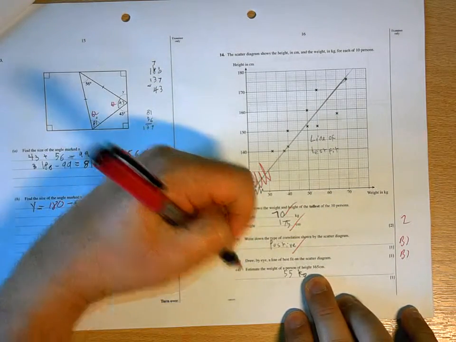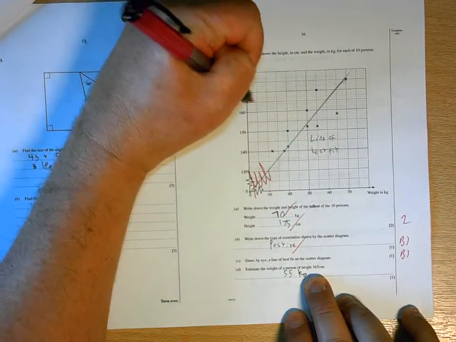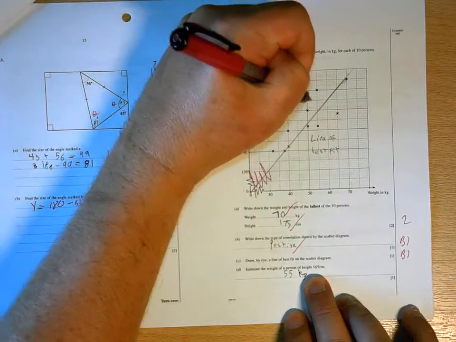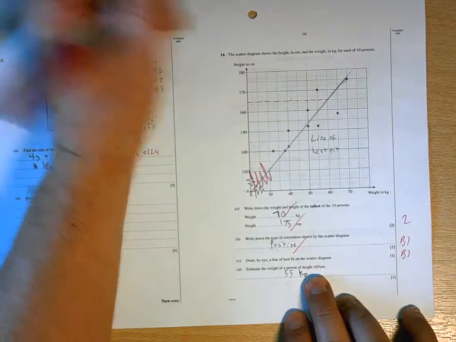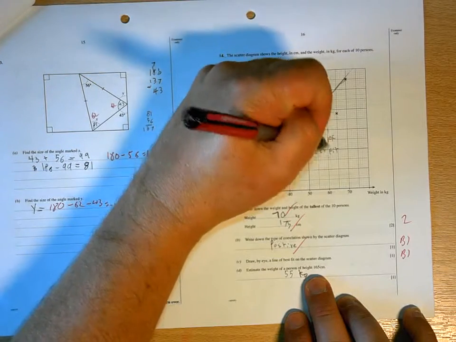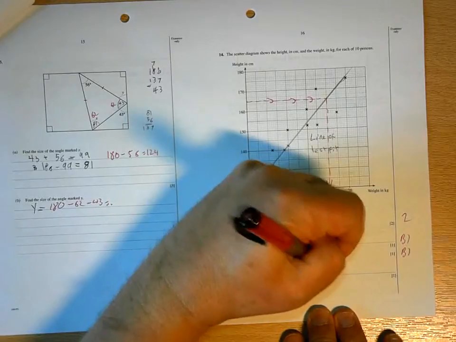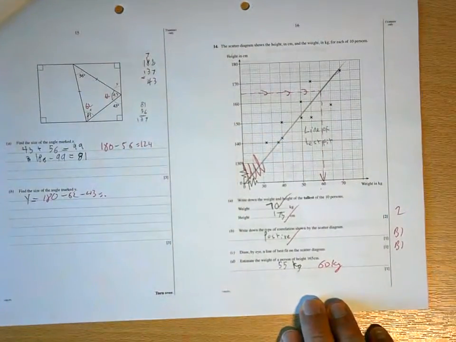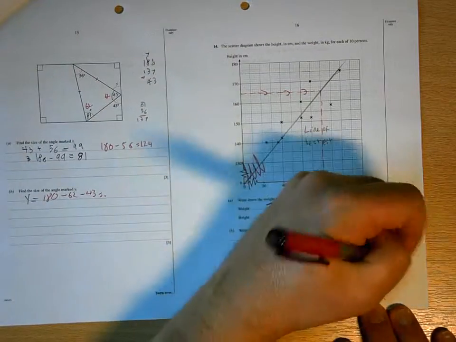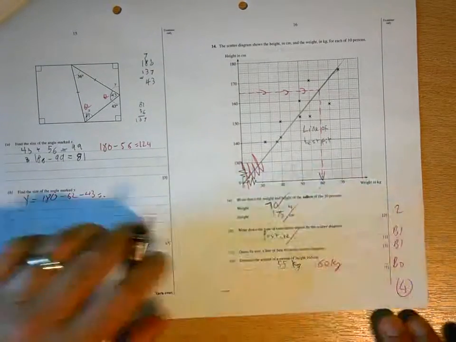A person of a height 165, what you now do is on your graph you go up to 165 and read across to where that meets your line of best fit. So we're going this way and then down. So 60 kilograms is the estimate. So that's an easy mark there. Total for the page 4.